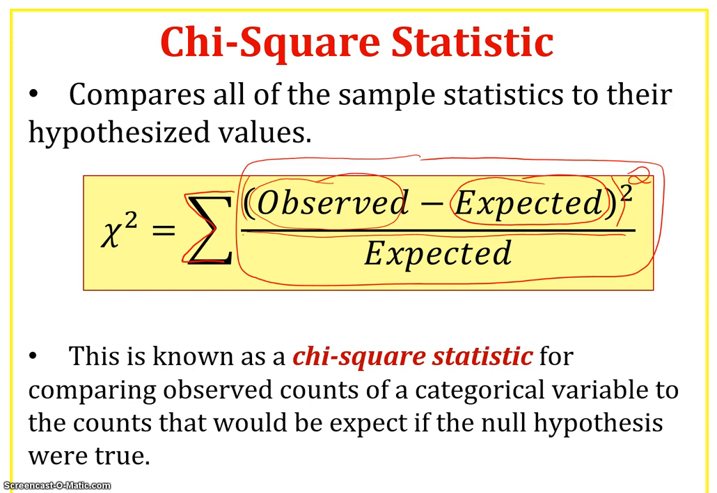If we get a large value of the test statistic, what that's going to indicate to us is that the counts are far away from what we would expect to see if the null hypothesis is true. So the larger this chi-square test statistic is, the stronger the evidence is going to be against the null hypothesis. This is called a chi-square test statistic because when we use it, we need to use a distribution called the chi-square distribution in order to find the p-value. So next thing we're going to do is talk a little bit about a chi-square distribution.